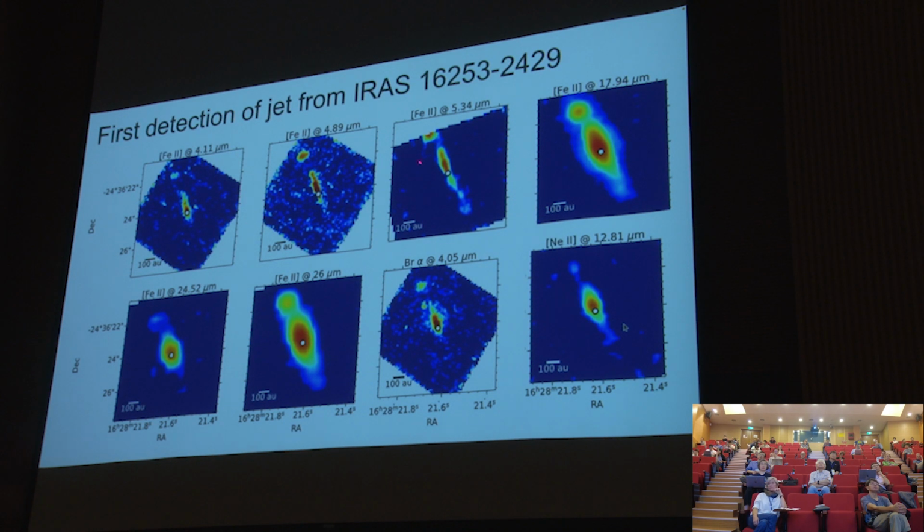These are all the iron lines, so this is 5.34. You can now clearly see the knot at 17.94 microns, also 26 microns. We also detected the fine structure line of neon II at 12.81 microns. And very interestingly, we also detected Brackett alpha, that is the H I transition of the Brackett series.